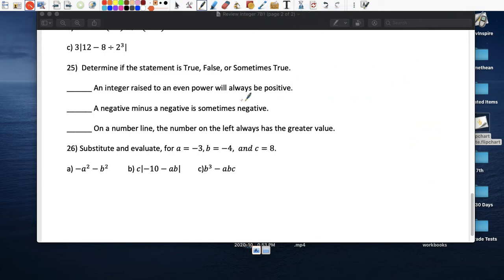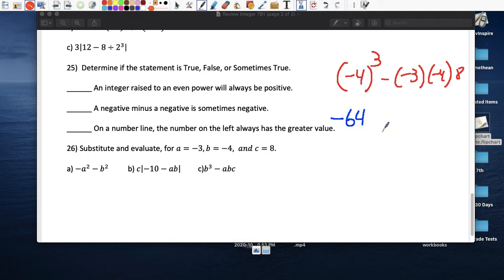I believe this is our last problem. B to the third power: replace the b with its value, which is negative 4. Negative 4 to the third power minus a times b times c. A is negative 3, b is negative 4, and c is 8. Let's take care of the exponent first. Negative 4 times negative 4 times negative 4 is a negative number, which is negative 64.